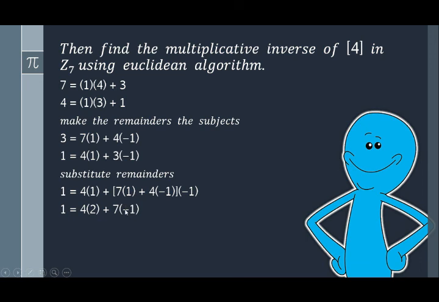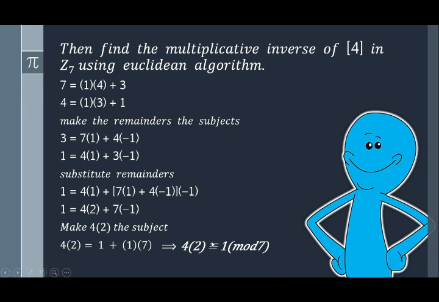I'm looking for the multiplicative inverse of 4, so I can simply make 2 the subject. Then I will have 4 × 2 = 1 + 1 × 7. I simply took this 7 × (−1) to the other side, and I got this 1 × 7 as positive. So this is the same as 4 × 2 ≡ 1 (mod 7).